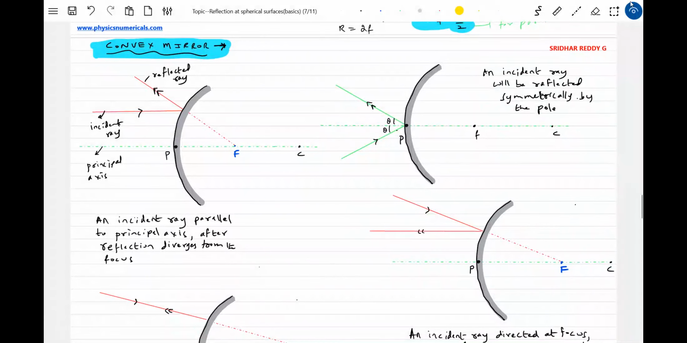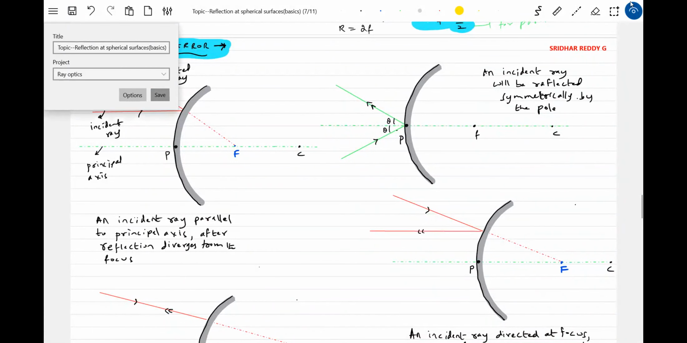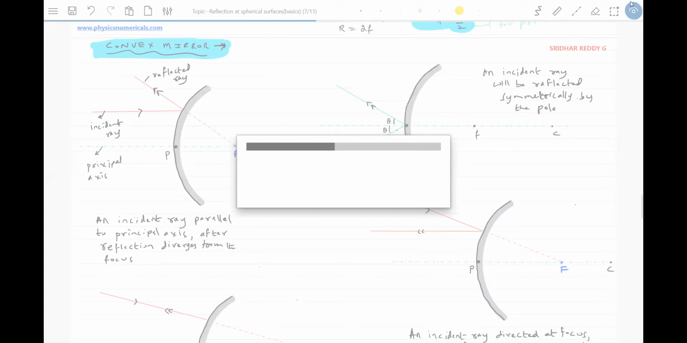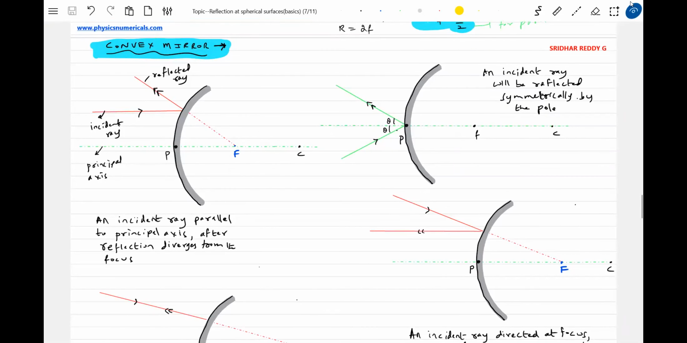The rays for a convex mirror. The focus for a convex mirror will be on the right side. So now a ray incident parallel to the principal axis, after reflection, will deviate; the reflected ray will deviate away from the focus.